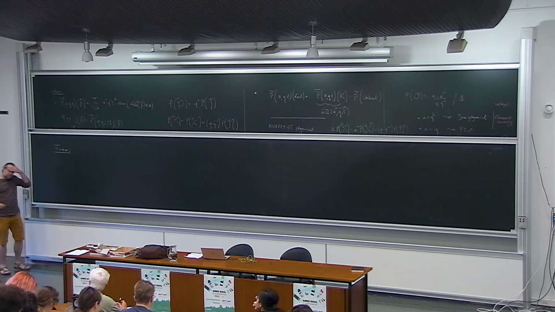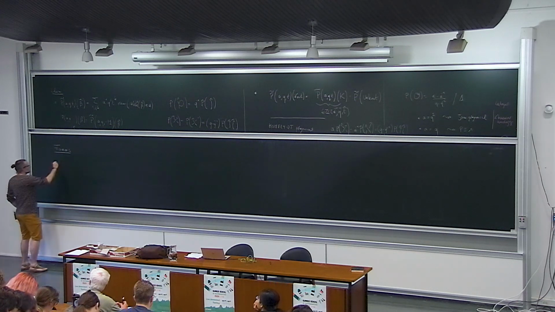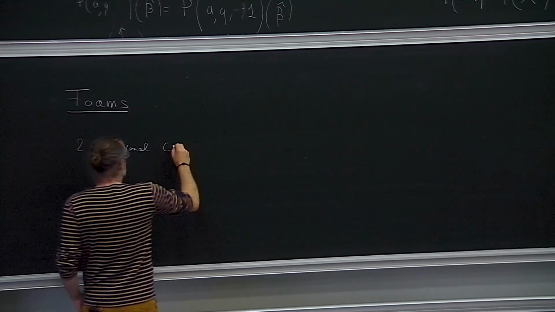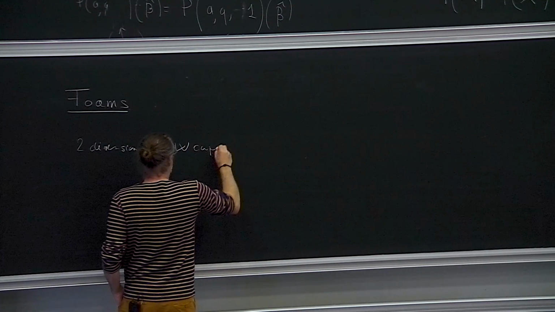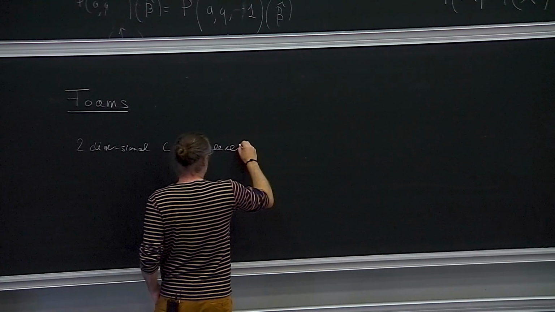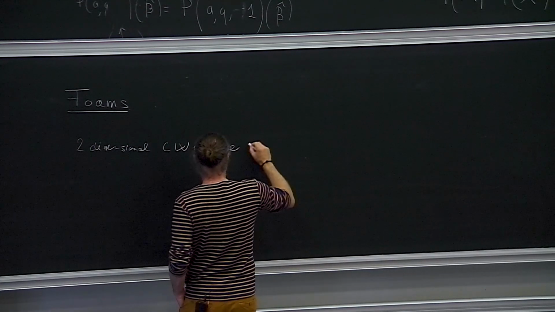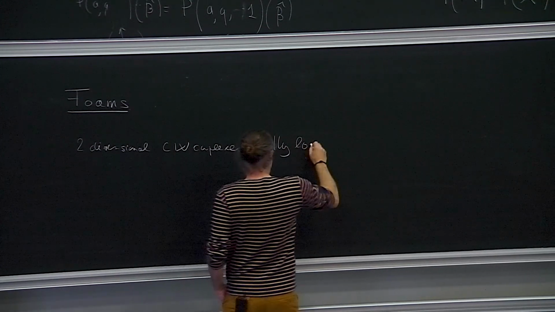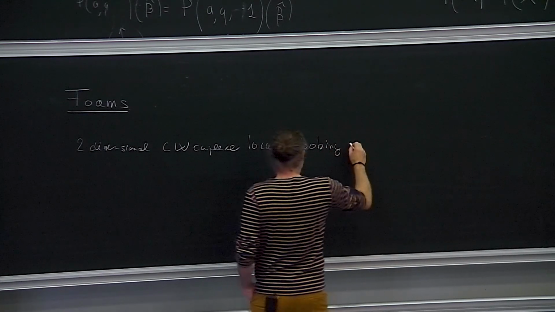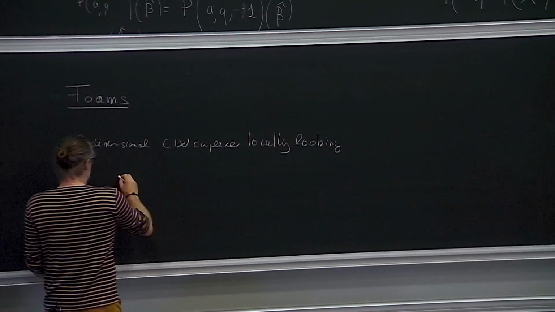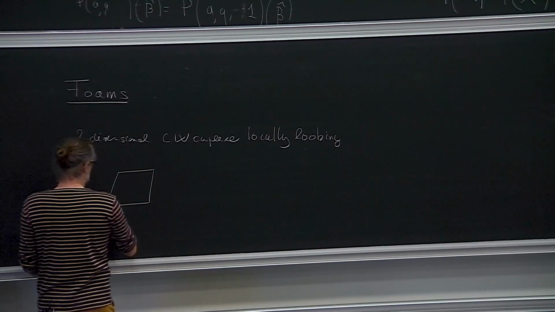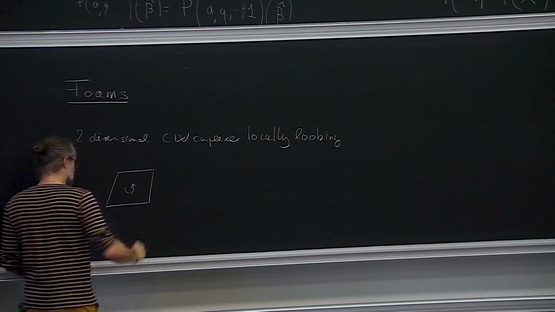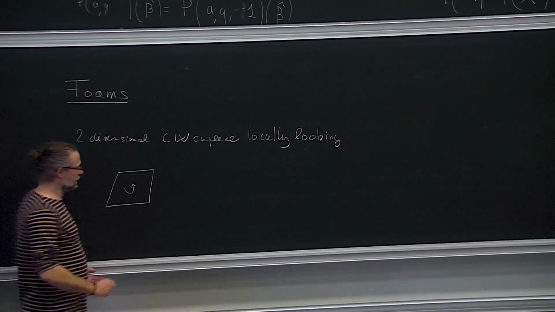So what are forms? Forms are two-dimensional CW complexes, locally looking like what? So either you see something, so this is a facet. It's oriented, or everything is going to be oriented.